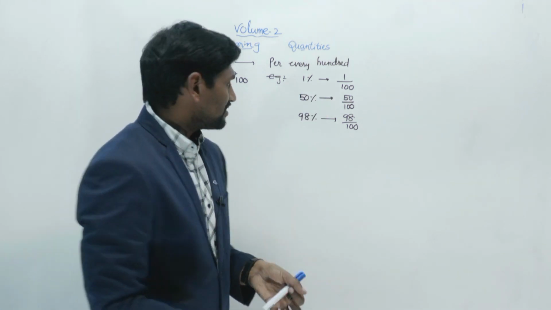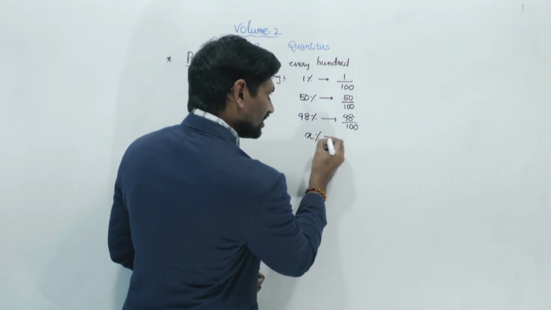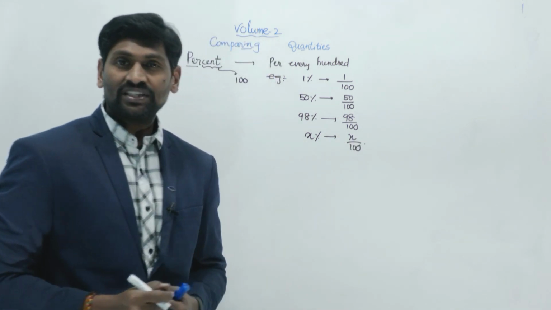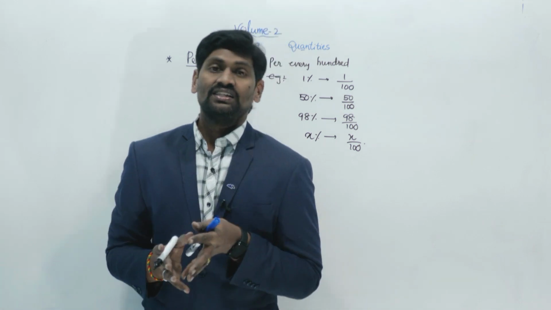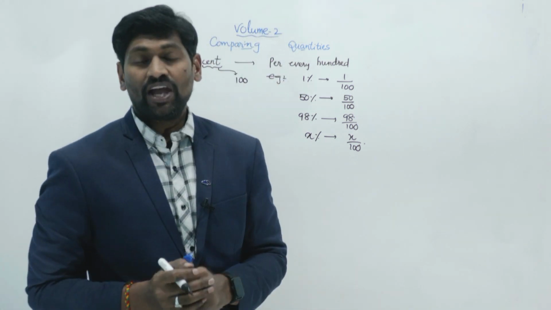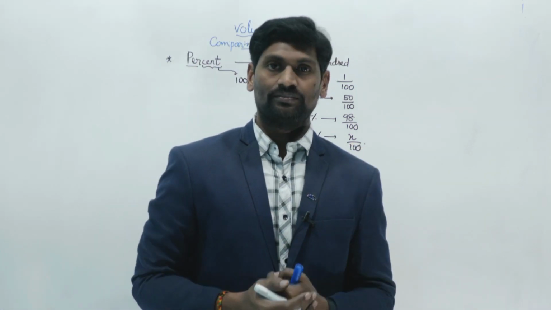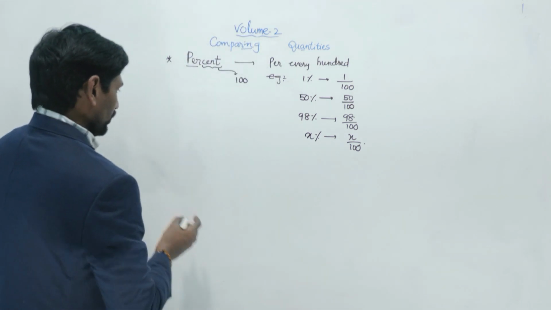So we can express it like this. Same way x% means x by 100. 2x percentage means 2x by 100. Clear? So percentage, we can understand, is that we have to calculate it for every 100 rupees or every 100. Okay? Now let us go to the next one.